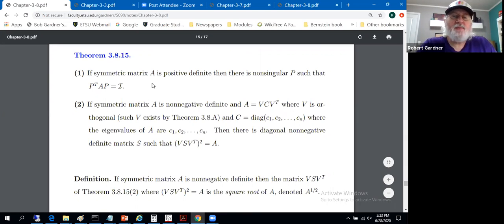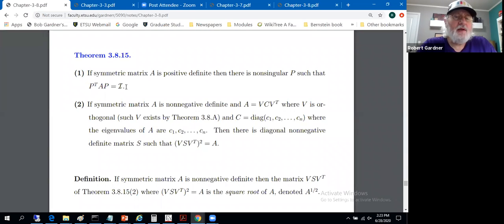Part one, if symmetric matrix A is positive definite, then there's a non-singular matrix P such that P transpose AP equals the identity. All right. If symmetric matrix A is non-negative definite and A equals V C V transpose, where V is orthogonal, we know such a thing exists for symmetric matrix, and C is a diagonal matrix with the entries C1 through C sub n, where those are the eigenvalues of matrix A. Then there's a diagonal non-negative definite matrix S such that (VS V transpose) squared equals A. We found a matrix such that when we square it, we get matrix A.